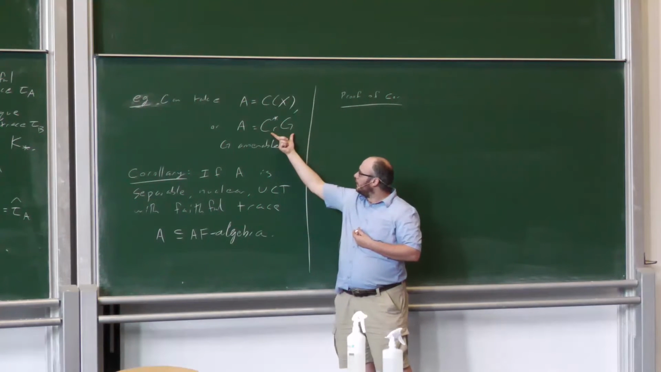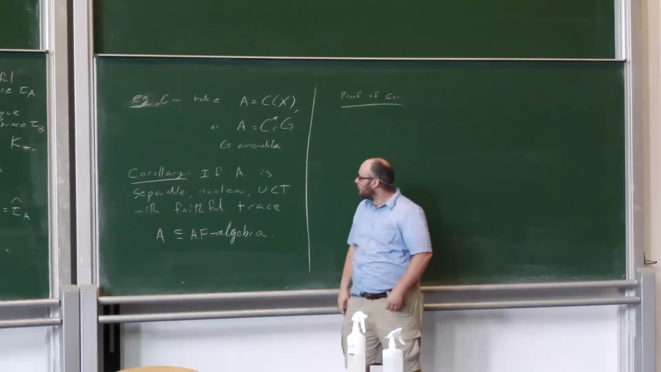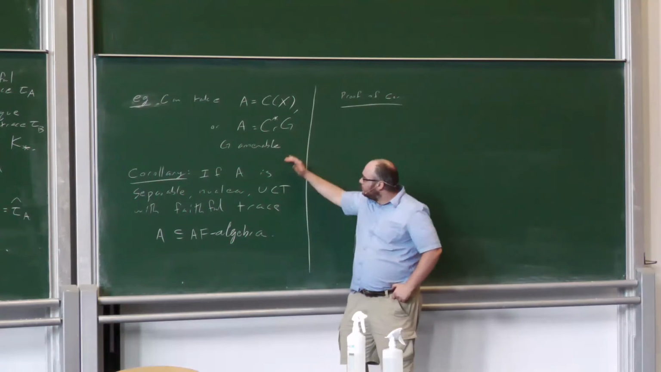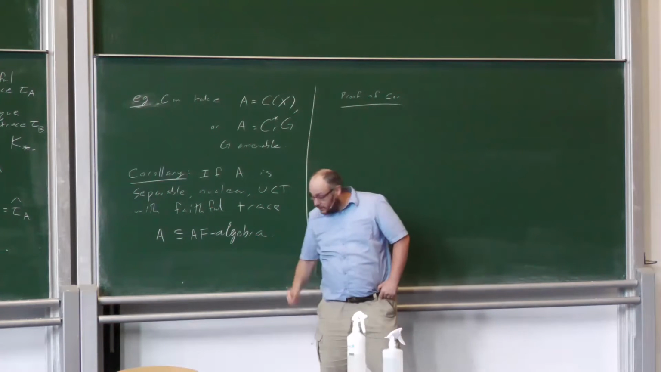Using cross product constructions, you embed this into a classifiable C star algebra and then use classification to put an inductive limit structure on that. There are various cross product examples you can take as well.